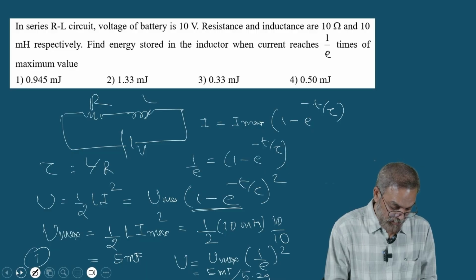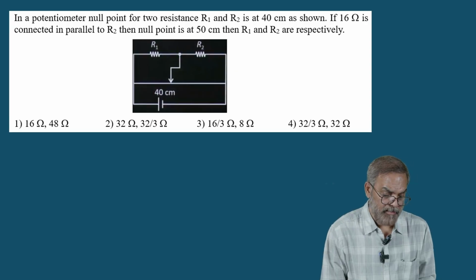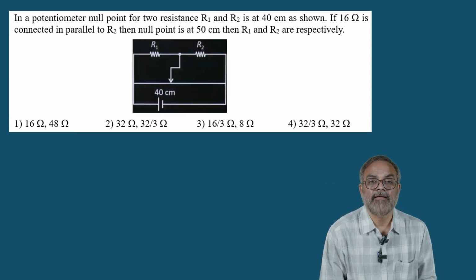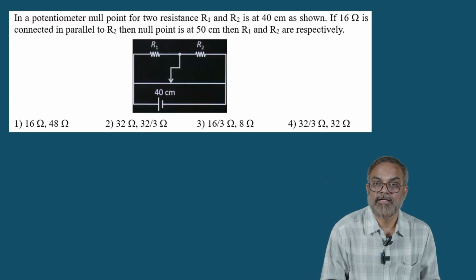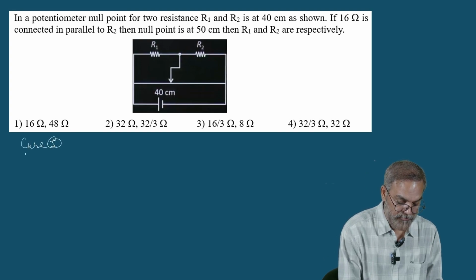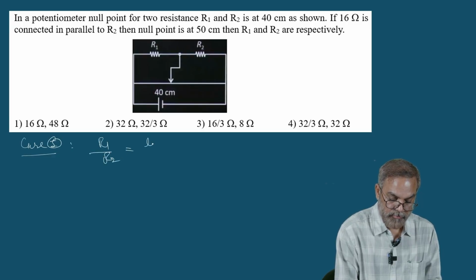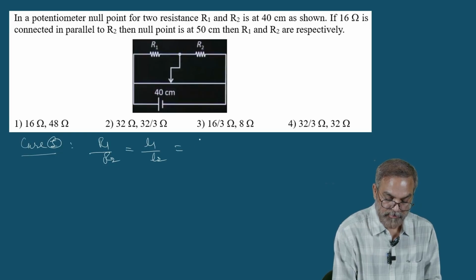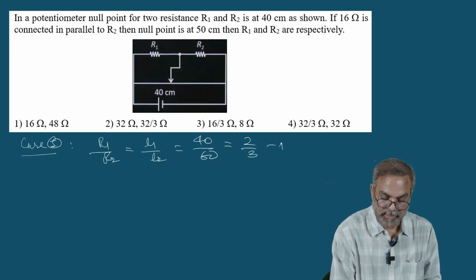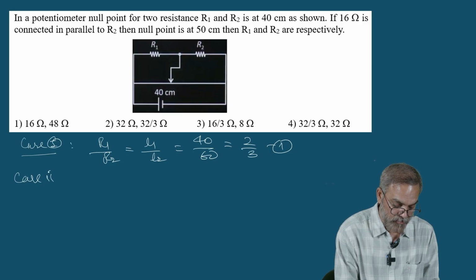Right, students, moving to the next question, and this is a question from current electricity. The question says, in a potentiometer, null point for two resistances R1 and R2 is 40 centimeter as shown. Okay, so if we take this case 1, now in case 1 I can write that R1 over R2 will be equal to L1 over L2. So it will be 40 divided by 60, and that is 2 by 3. So we get one equation, students. Okay, so let's go for the second situation. What does it say?